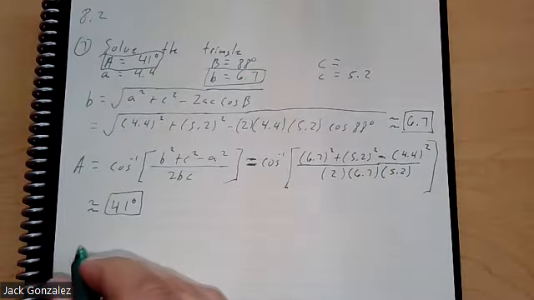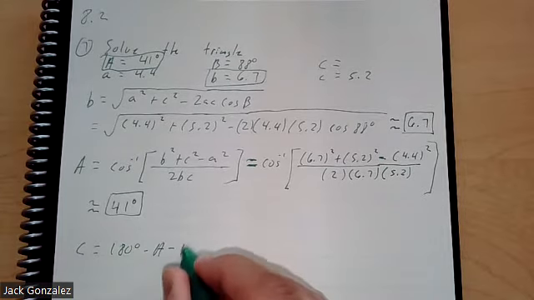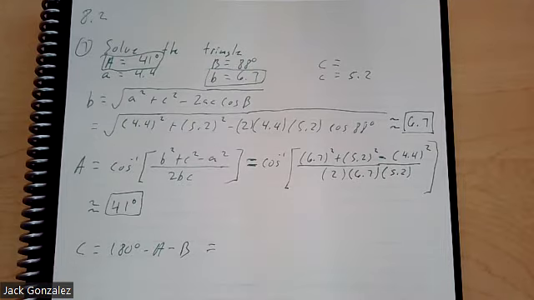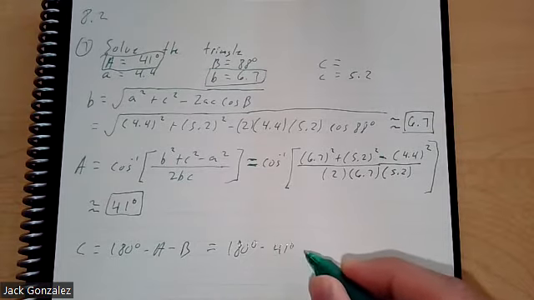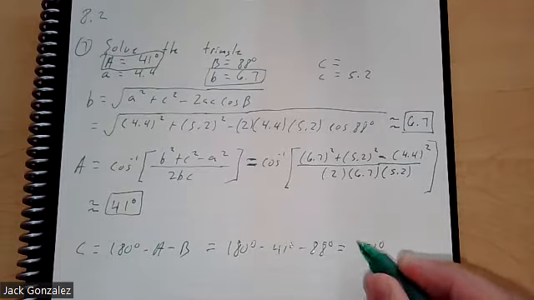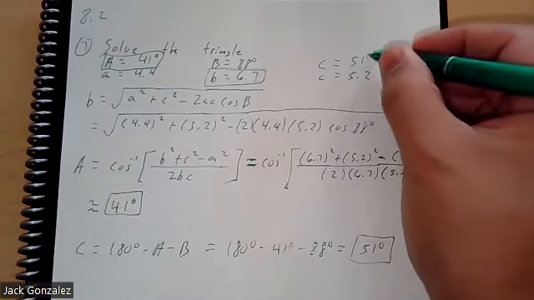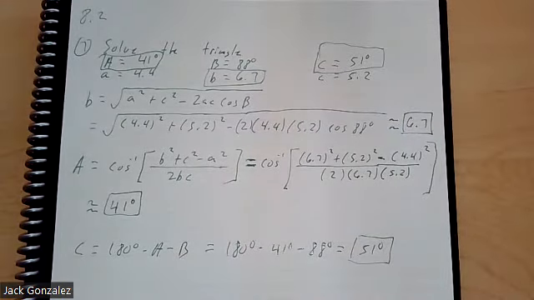All right. So capital C is just simply 180 minus A minus B, which will be 180 minus 41 minus 88, which is 51, right? And that's it. We got all the angles and all the sides. Any questions about any of the steps here?